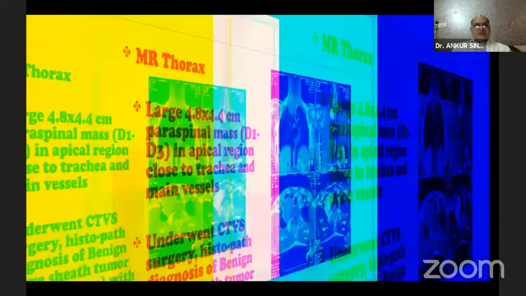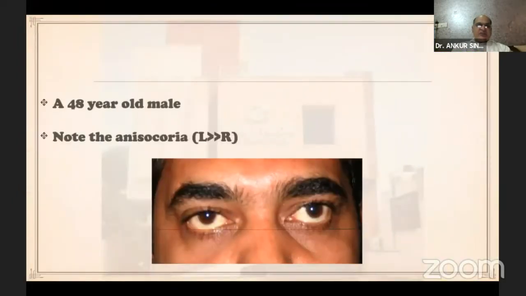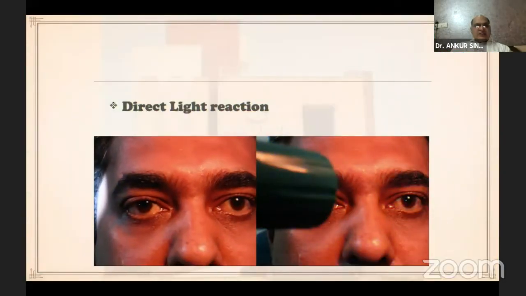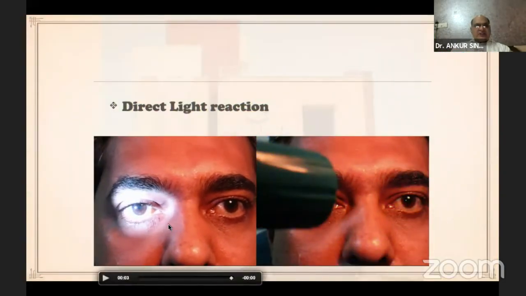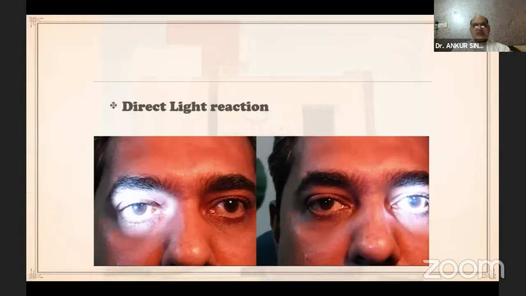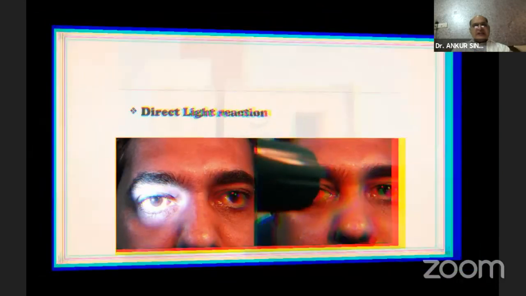Another case presented to us with difficulty in near vision. We can clearly see that the left pupil is much larger as compared to the right eye. Then the reaction to light: when we shine the light in the right eye, the pupil constricts pretty well, but when we shine the light in the left eye, it fails to constrict as well as the right eye. So probably the left eye is abnormal.